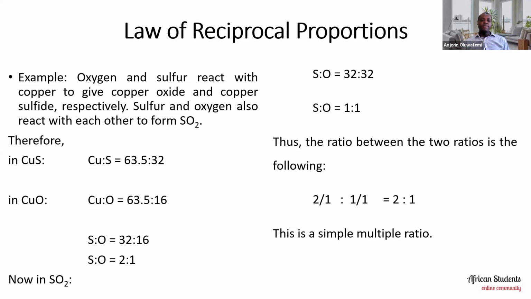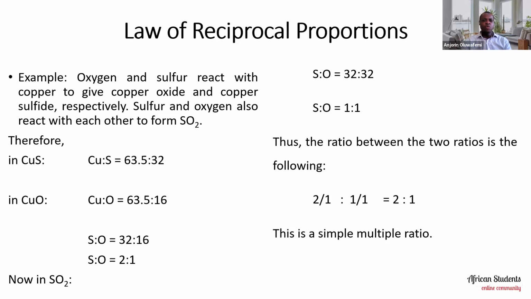But that of the second part, when you find sulfur reacting with oxygen to give us SO2, is ratio 1 to 1. So it is ratio 2 divided by 1 against ratio 1 divided by 1, so to speak. So what you end up having is ratio 2 to 1. And this is in line with the law of reciprocal proportion because this is a simple multiple ratio. So that is what the law of reciprocal proportion is.